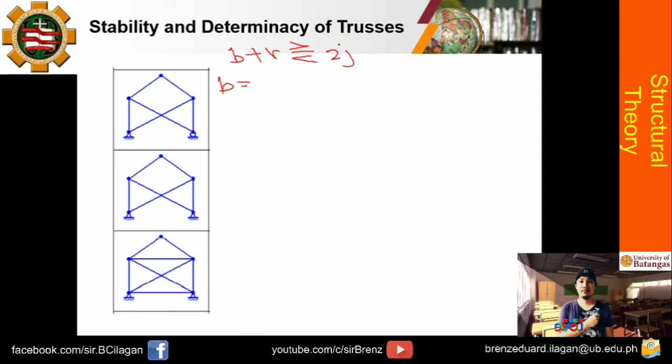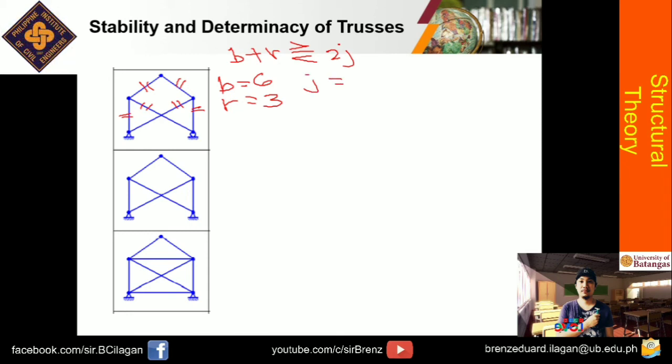So, first, let's count the number of members. So, 1, 2, 3, 4, 5, 6. So we have 6 members and the reaction. So you have here a pin support, and here you have a roller. So 3. Hindi ko na lang ipakita kasi limited lang yung space natin. So J. Bilangin mo lang 1, 2, 3, 4, 5. So that is 5. So let's apply the equation.